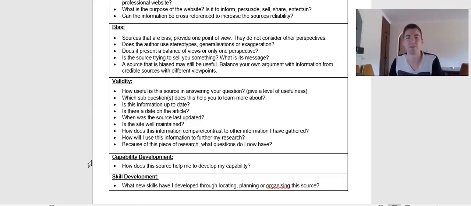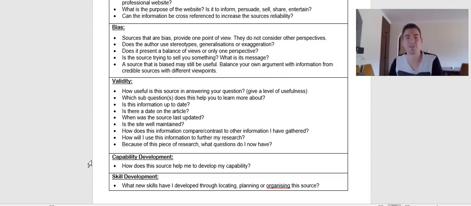All of these things I'm going to be marking you on in your folio, so it's really important that you don't skip any of this, that you don't try and make light of it. It's really important that you can get as detailed as possible. That's the source analysis guide.